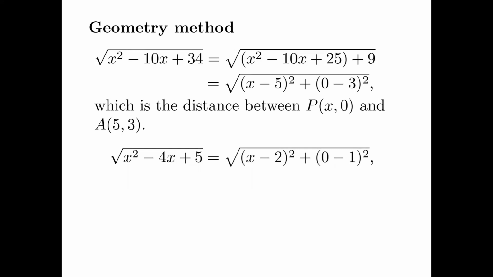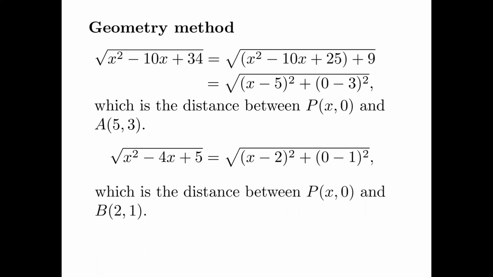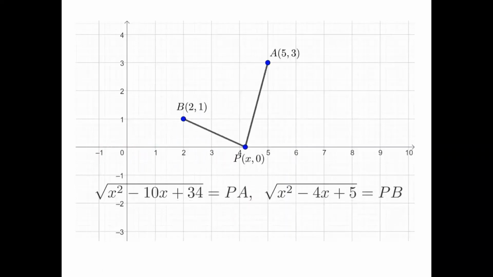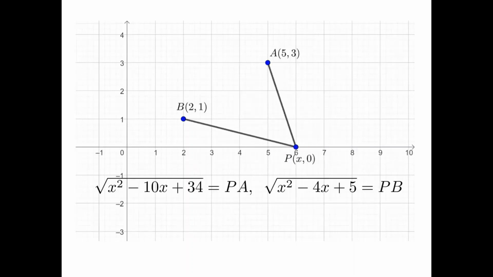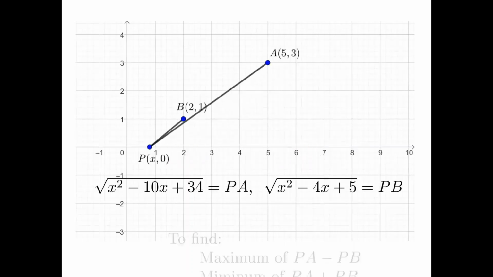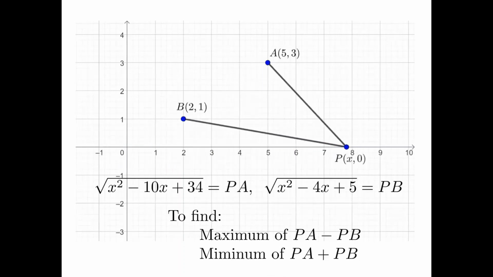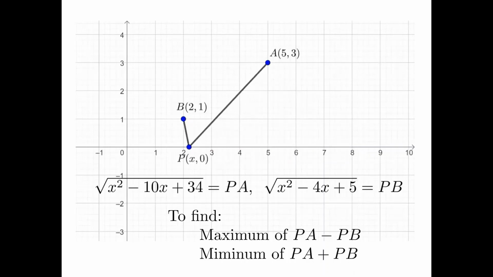Similarly, the second square root is also a distance. It is between P and another point B, (2, 1). We have 3 points here. A and B are fixed points. P is an arbitrary point on the x-axis. In this graph, the first square root is the length of the segment PA, the second one is PB. We need to find the maximum of PA minus PB and the minimum of PA plus PB.